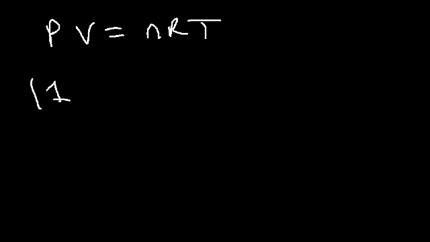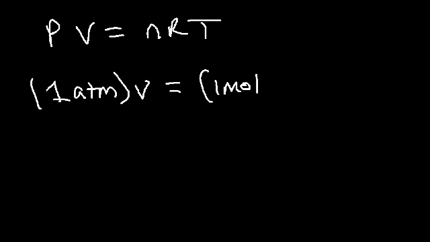So go into the equation PV is equal to nRT. So the pressure at STP we said was 1 atm. We're going to solve for volume. The moles, we're going to plug in 1 mole. We're going to see the volume that 1 mole of gas occupies at STP. Now R is a constant, that's 0.08206, and we said the Kelvin temperature at STP is 273.